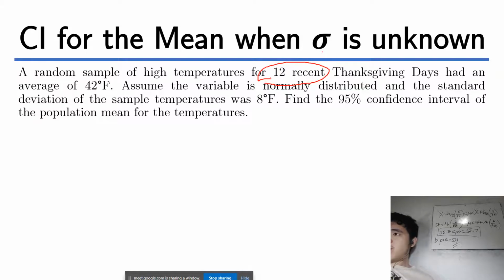Sample size. The standard deviation of the sample temperatures is 8. Sample yon, sample. Find the 95% confidence interval for the temperatures. Ito sample mean, no? Sample mean. So, bale, ito yung n. Ito yung mu. Ito yung S. Yung confidence level. Okay?